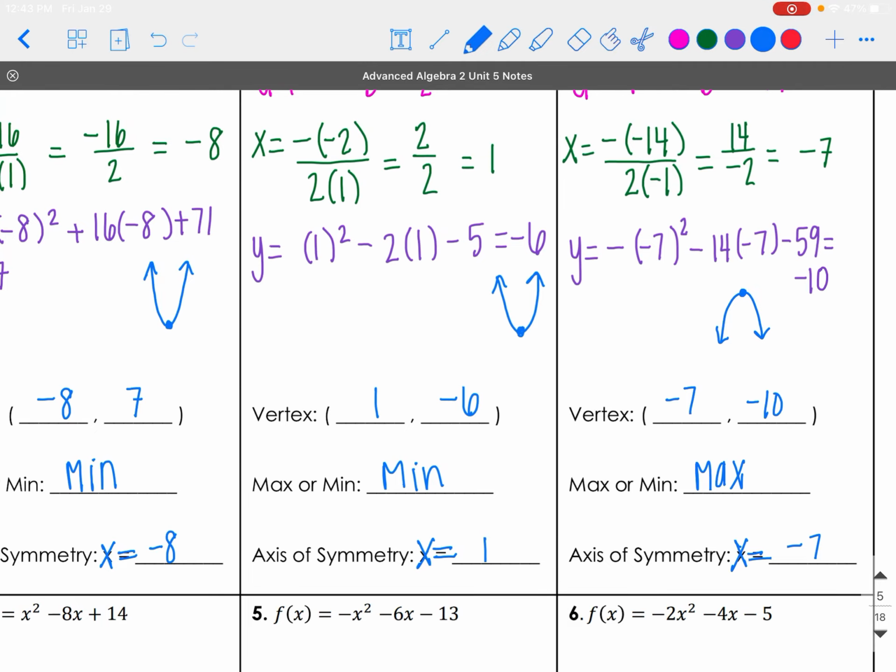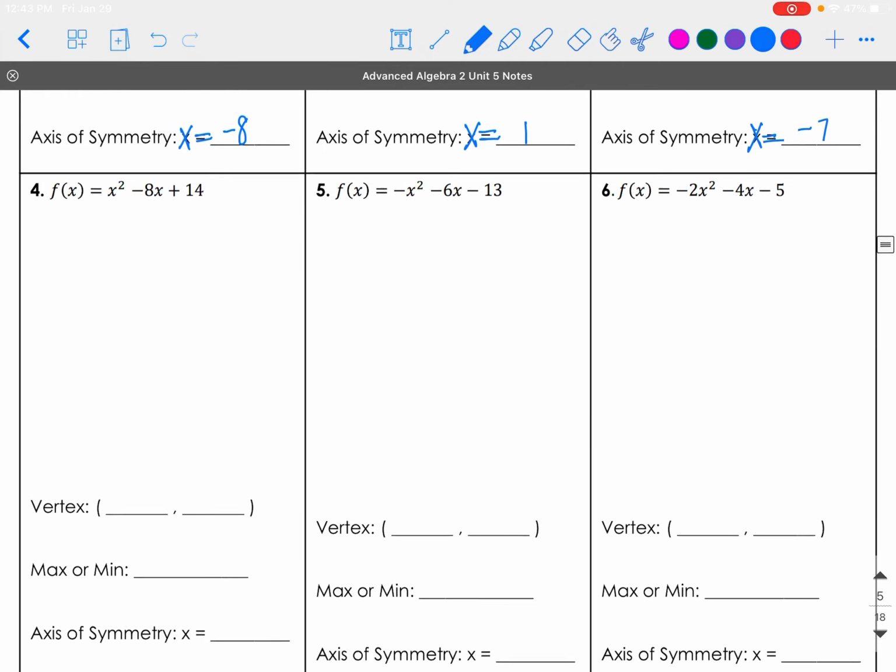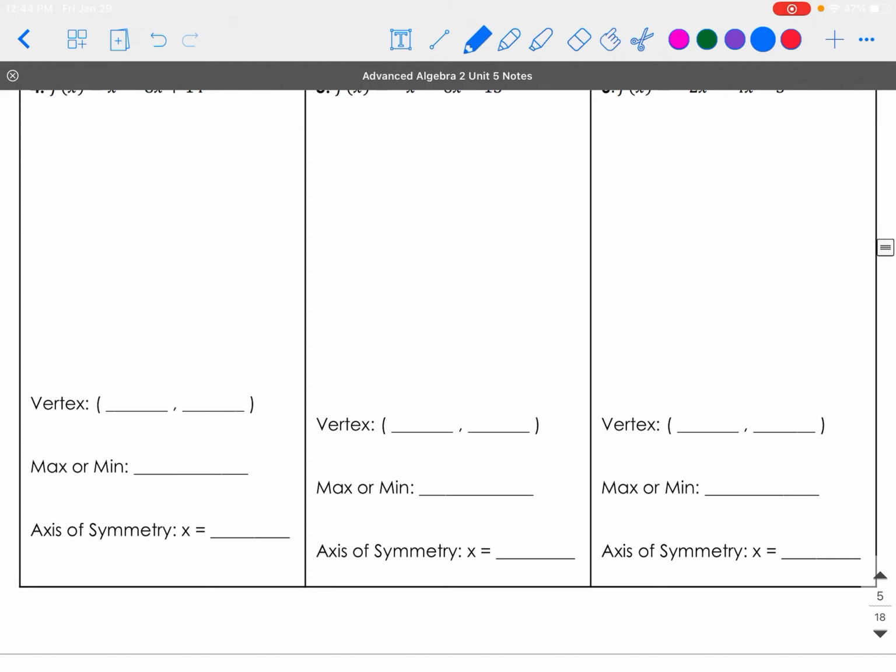All right, there are 3 more questions. I want you to pause the video and work those out. When I check your notes, I'm going to be checking to make sure that you've actually written out the work for these next 3. I'm just going to give you the answers, because if you've forgotten how to do it, you can refer back to one of the past examples to see how to do it. I just want to make sure you got it on your own.